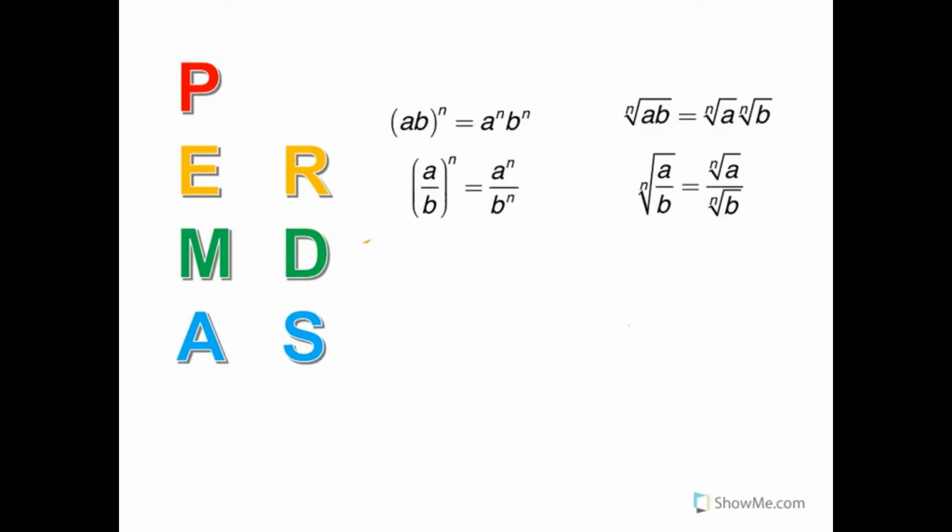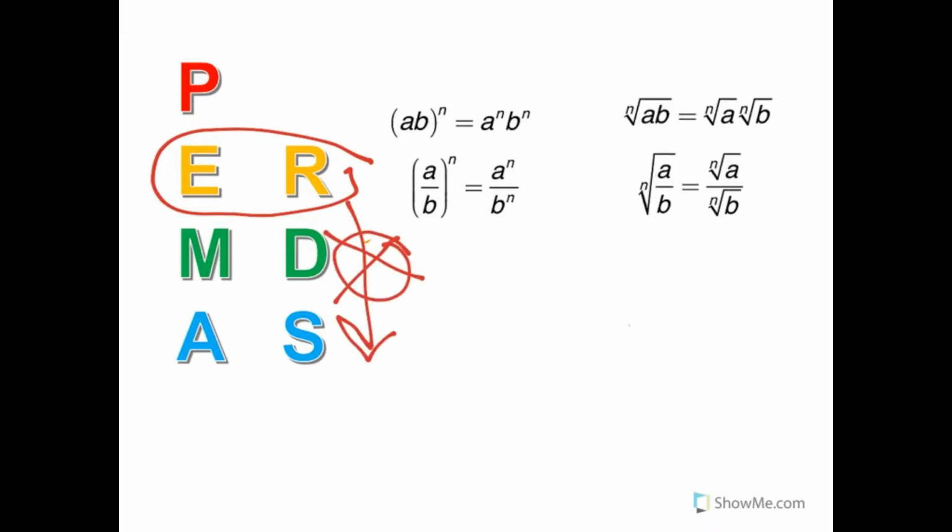Now there's one caution I want to make here, which is that this exponent root level does not distribute over addition and subtraction. So a plus b to the n does not equal a to the n plus b to the n. We've gone down too many levels. The level distributes over the level just below it, not 2 levels down.